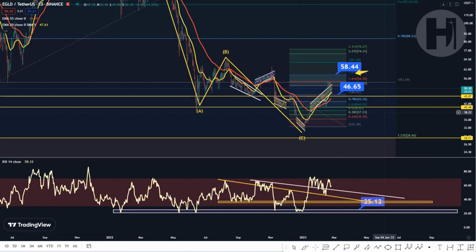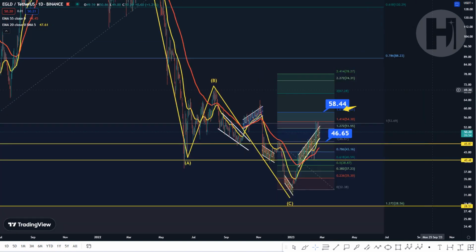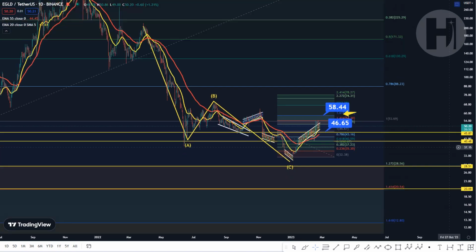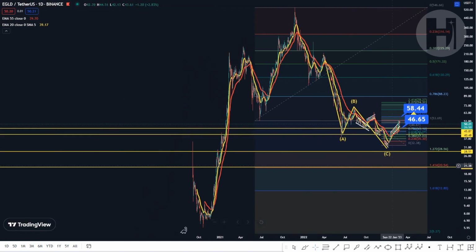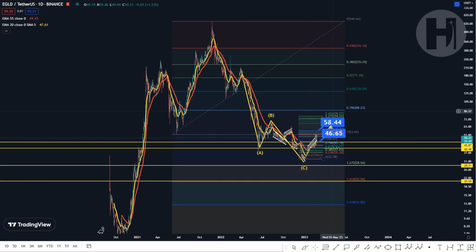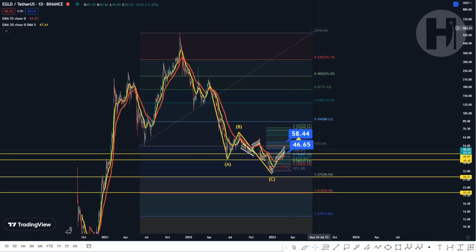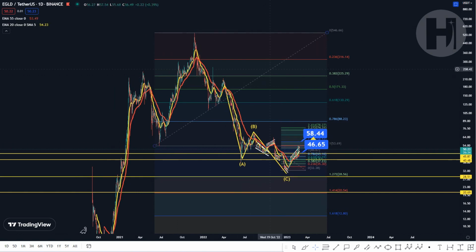For Elrond, that is what I have for the daily chart. If we're looking long term for resistance levels, we have the 0.786 at $88.23, the golden ratio at $130, and the 0.5 at $171. So I wouldn't be waiting for the all-time high prices necessarily, okay? Because that would be quite the bullish scenario for Elrond.